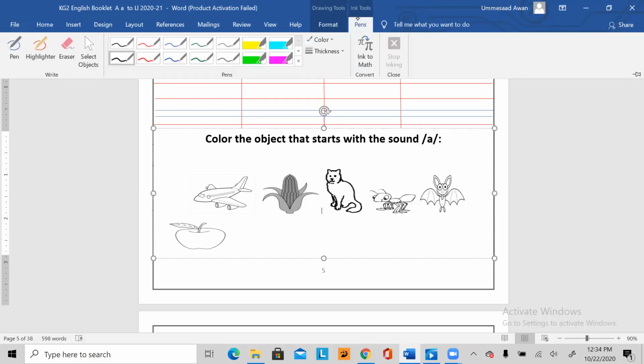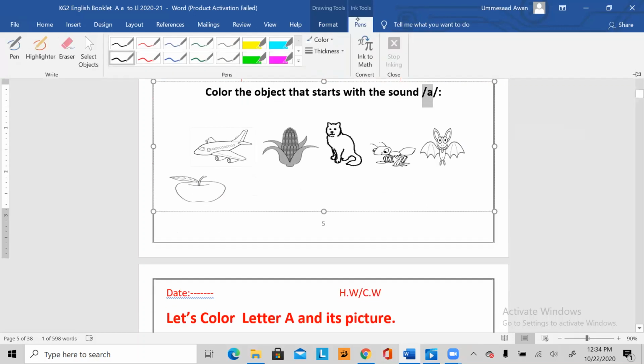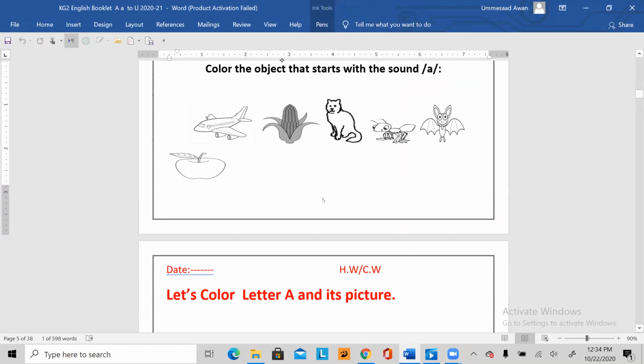Okay, look here, aeroplane. This is the sound of letter A, so we will start here. This is aeroplane. We will start to color the aeroplane because it starts with letter A.